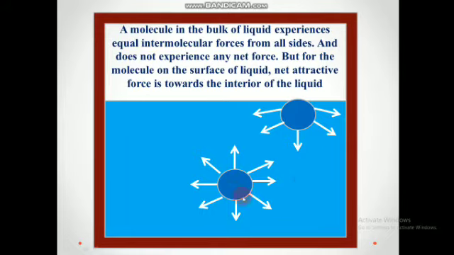So a molecule in the bulk of the liquid experiences equal intermolecular forces from all the sides, and it is not experiencing any net force as they cancel each other. But for molecules on the surface, the net attractive force is towards the interior of the liquid. Interior of the liquid means this portion, right? So the net force will be in this direction. The force which is experienced by the particles on the surface towards the inner side of the liquid is known as surface tension. And we will see the definition now.